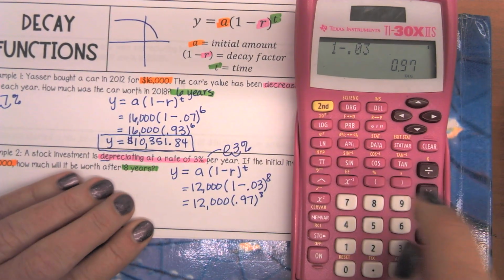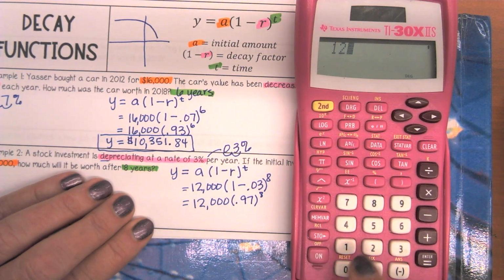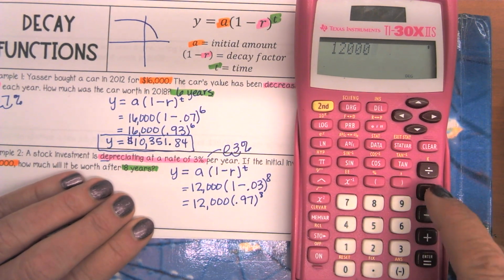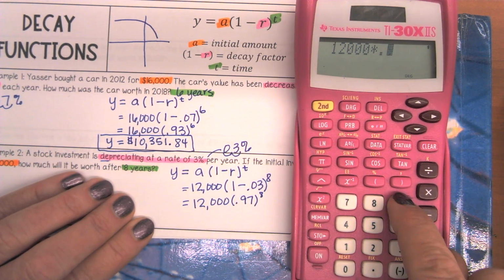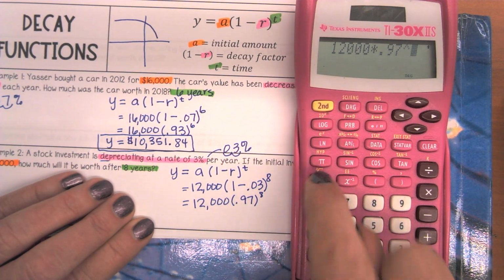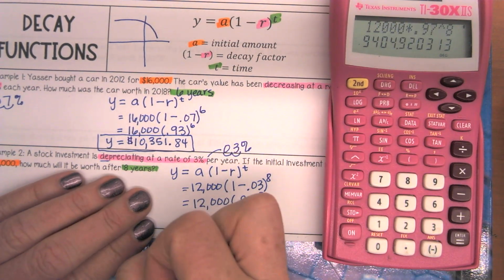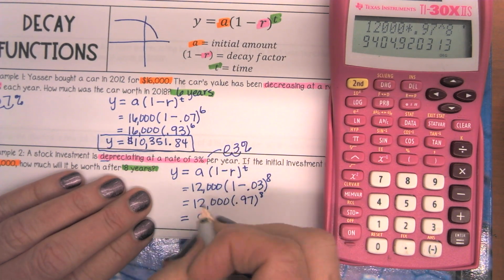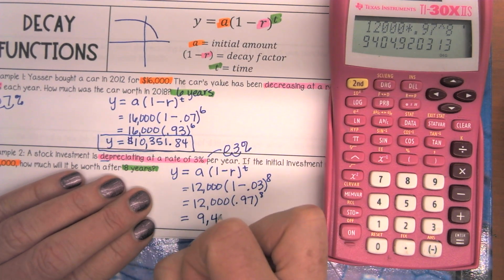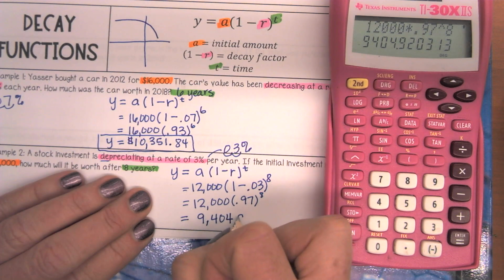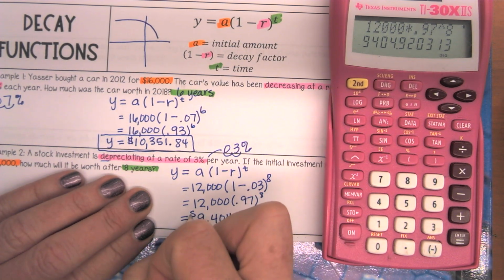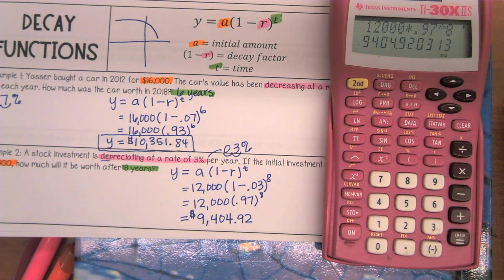Okay, let's type this in the calculator. $12,000 times 0.97, use the caret, to the 8th power. And this money is now only $9,404.92. Okay, that was a bad stock. Don't buy into that stock.